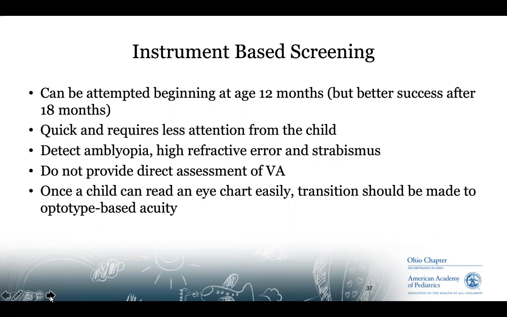What disorders will it detect? Well, it can detect amblyopia, high refractive error, and strabismus. It does not provide direct assessment of visual acuity. And once a child can read an eye chart, either the Lea chart or the letters, the HOTV, transition should be made to optotype-based acuity that we looked at a few slides ago.